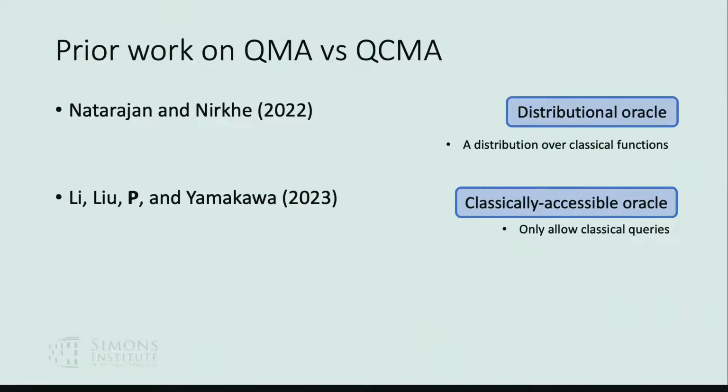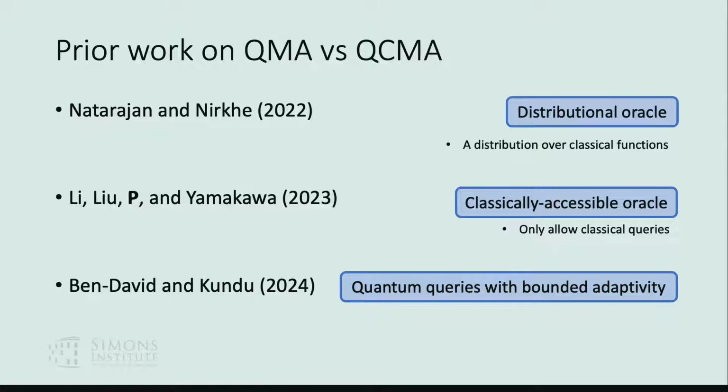Okay, so in our work, we allow classical queries. And then recently there's been a follow-up work that extends our result to allow some quantum queries. So you allow some adaptivity, yes, some quantum queries, but there is some limit on the adaptivity. So it's mostly non-adaptive quantum queries.